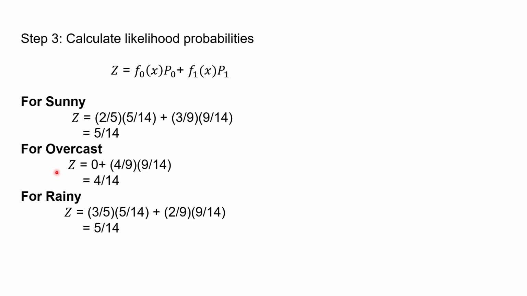Similarly, for overcast, the probabilistic value for Z is nothing but 4 by 14, and for rainy class, the likelihood ratio Z is nothing but 3 by 5 into 5 by 14 plus 2 by 9 into 9 by 14, which is nothing but 5 by 14.